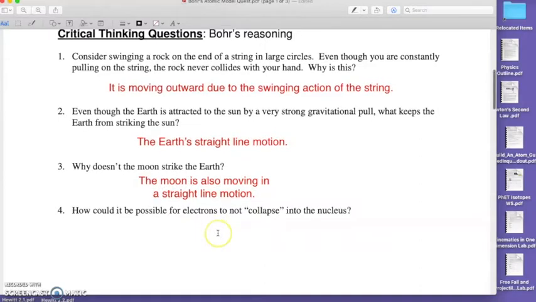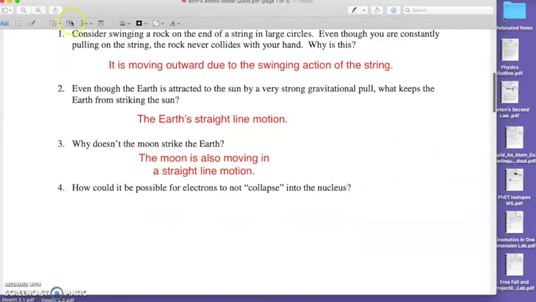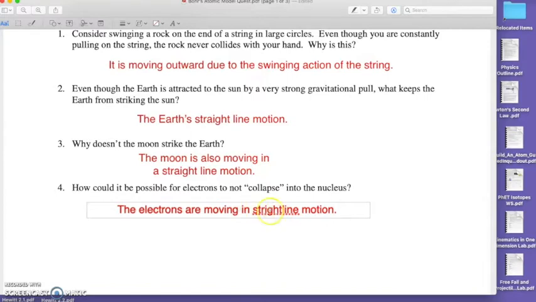And then how could it be possible for electrons to not collapse into the nucleus? Well, the reasoning behind it and what Bohr said was that because the electrons are also moving in straight line motion. And we will try to demonstrate that.